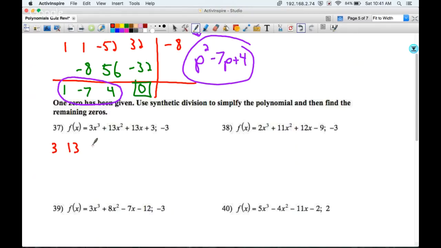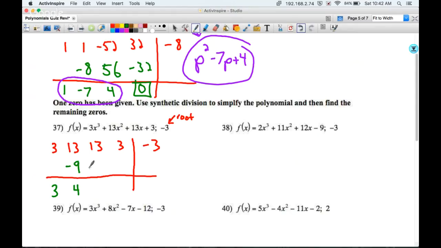3, 13, 13, 3, and it gives you the 0. We do not have to flip this sign here. All right, this is the 0. This is the root, so you just put a negative 3 over here. All right, let's do our synthetic division now. We drop this down, I get a 3, multiply, that's a negative 9, add, 4, multiply, negative 12, add, positive 1, multiply, negative 3, remainder of 0. This gives us the coefficients 3x squared plus 4x plus 1 equals 0.